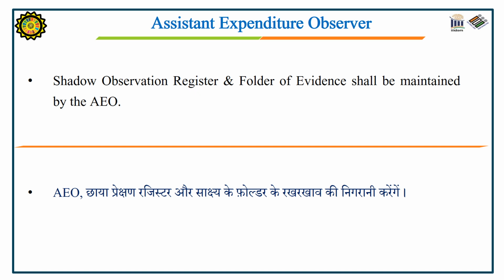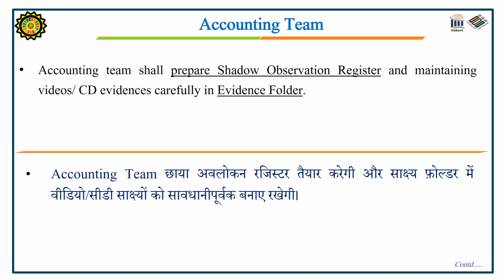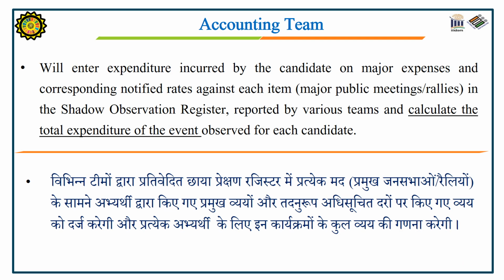Assistant Expenditure Observer shall maintain shadow observation register and folder of evidence. The accounting team shall prepare the shadow observation register and maintain video CDs carefully in the evidence folder. They will enter expenditure incurred by the candidate on major expenses and corresponding notified rates against each item in the shadow observation register reported by various teams, and calculate the total expenditure of the event observed for each candidate.